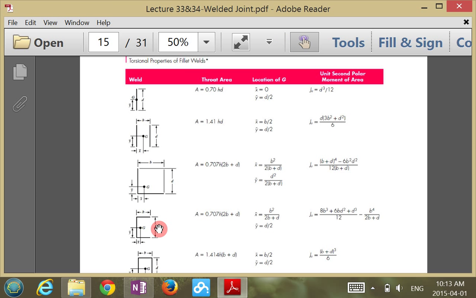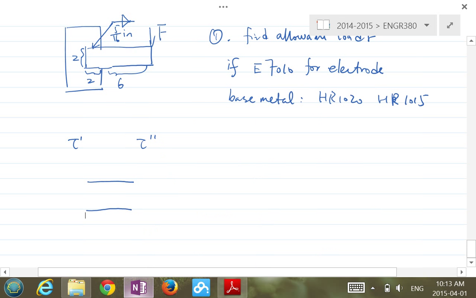So what do we do? I think I mentioned this in the previous lecture. You use this basically, but you have to rotate it 90 degrees. So you use the dimensions properly here. B is the distance, and D is the length. So if I come back over here, this is B, and this is D.